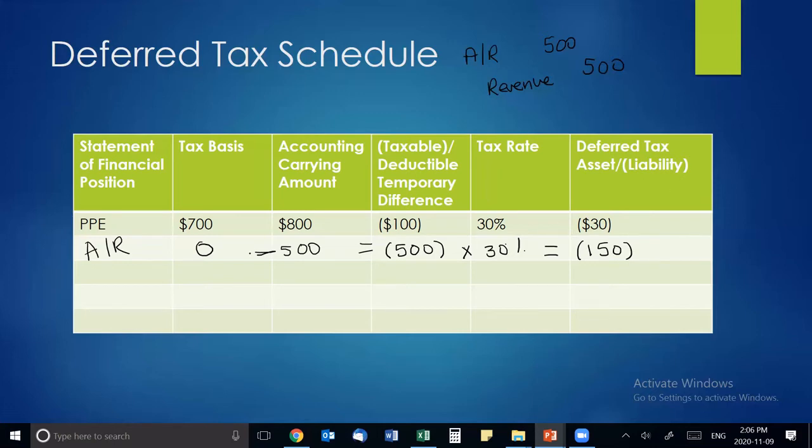But you don't really have to do the thinking because this schedule does the thinking for you, because you just take this tax basis minus accounting basis and it gives you a negative. Okay, but I just want to show you the logic there.